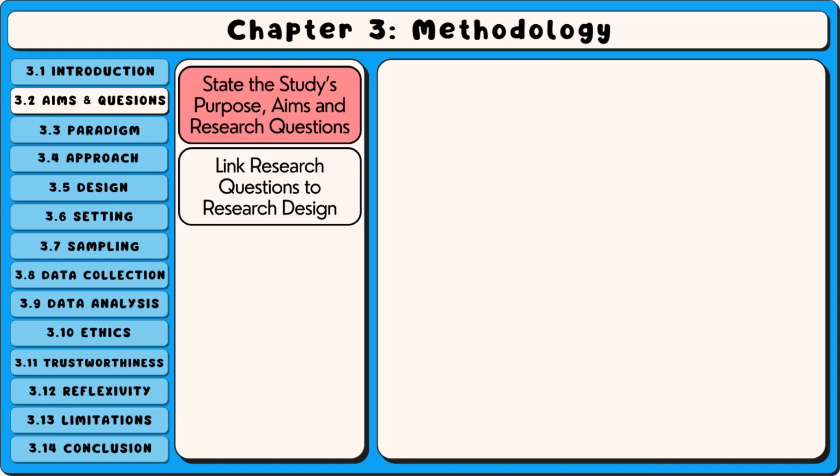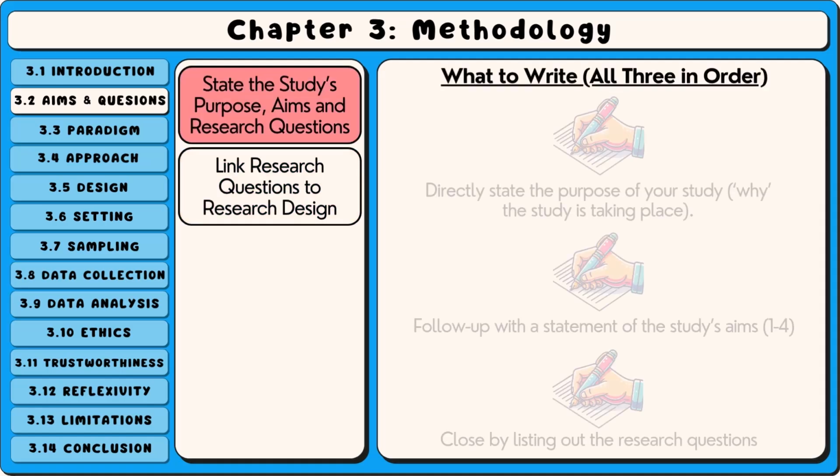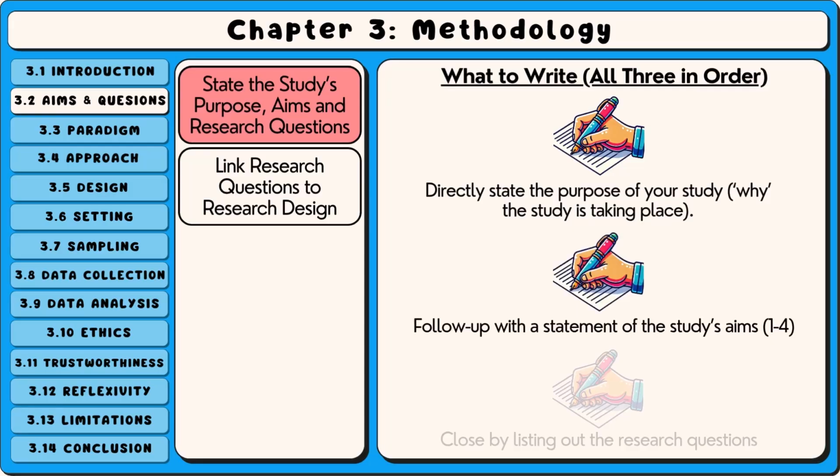Here's what to write. Firstly, you want to write the study's purpose, aims, and research questions. And then secondly, you will link the research questions to the research design discussion that is coming up. Starting with stating the purpose, aims, and research questions, this is exactly the same as section 1.2, where you directly state the purpose of your study, follow up with a statement of the study's aims that could be anywhere between 1 and 4 aims, and then close by listing out your research questions, which are usually between 1 and 3 questions.